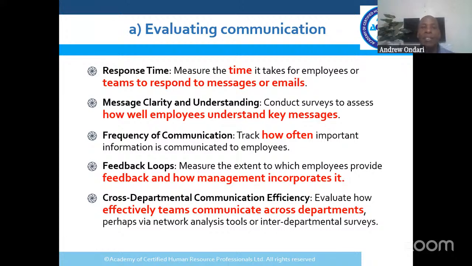The third aspect that we evaluate in communication is the frequency of communication. As HR managers, we communicate many messages and many times. So the frequency here may vary depending on the priority of the messages and the emphasis that we want to put on the message. So how often the message is communicated is what will create understanding or prioritize the information that we are about to pass.